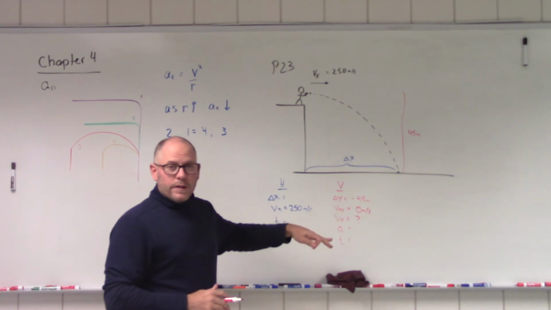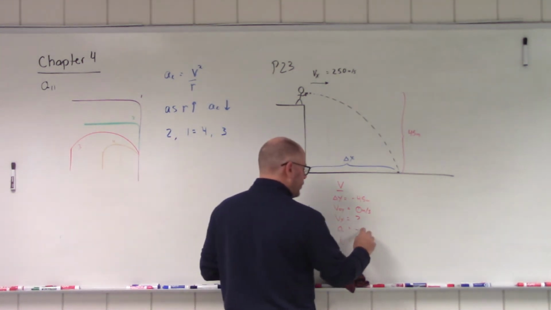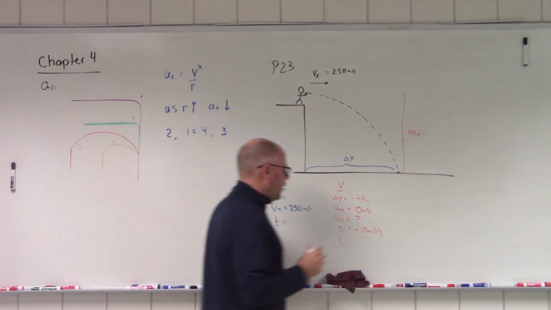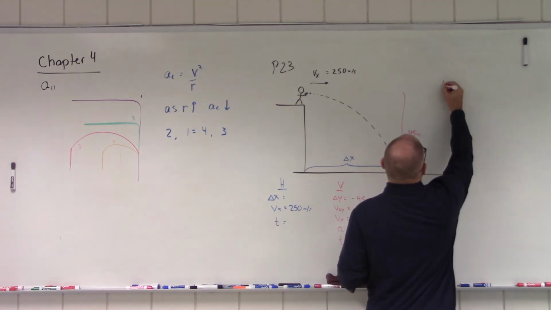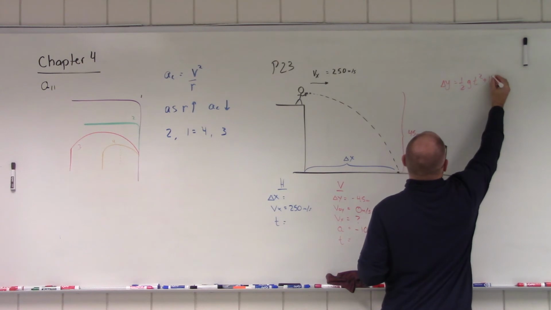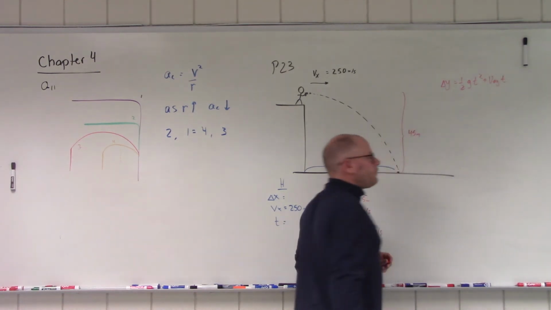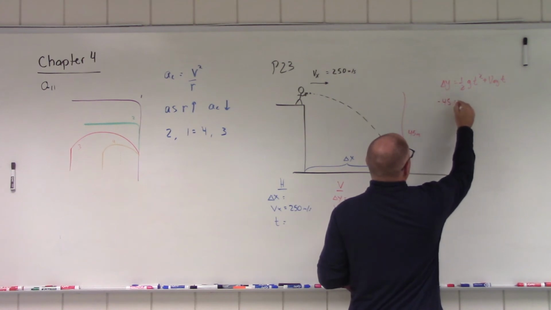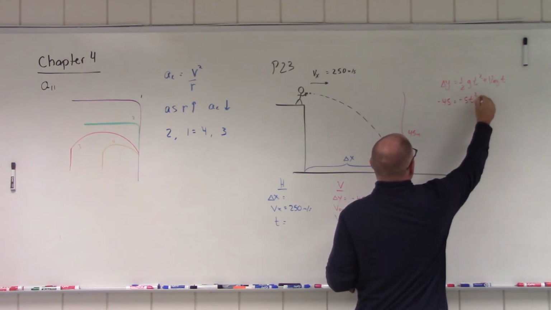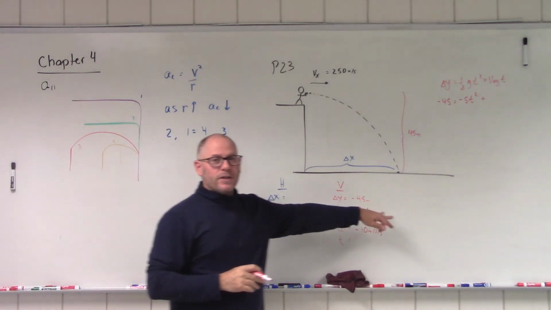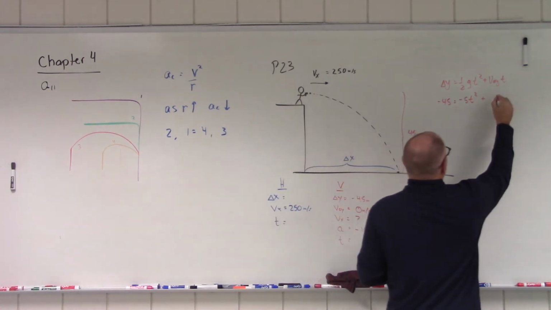In the vertical direction, it's in free fall. Therefore, your acceleration is baby g, negative 10. And we don't know the time, but we can plug and chug this now. So let's do the vertical first. Delta y is 1/2 gt squared plus v0y t. This is negative 45. This is negative 5t squared plus, and this is why this problem is easy, because our velocity at time 0 in the y direction is 0. This whole term goes away.